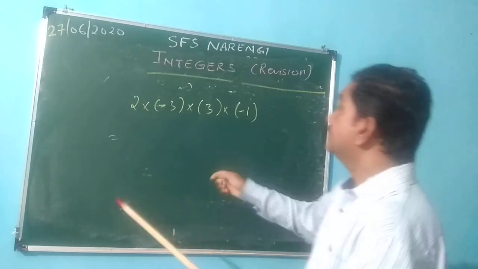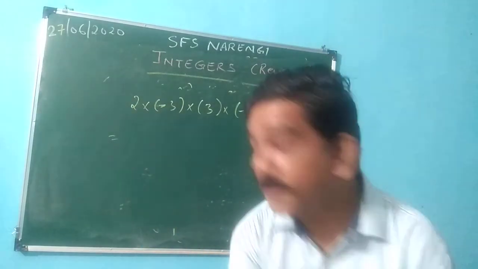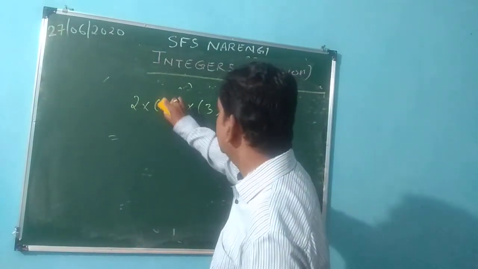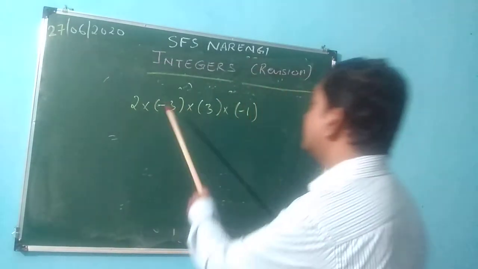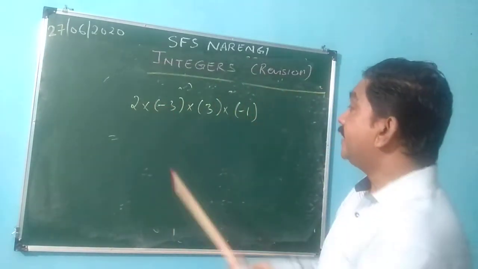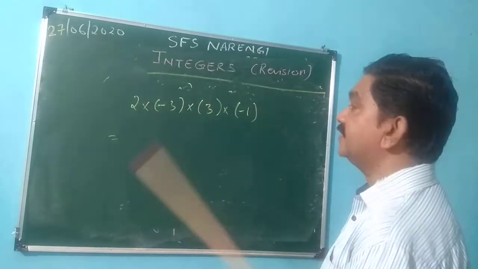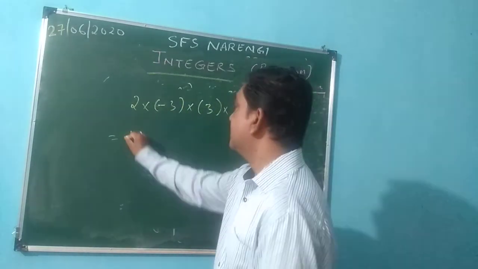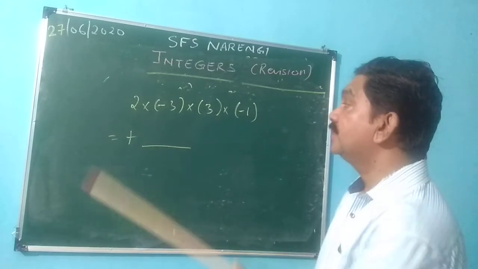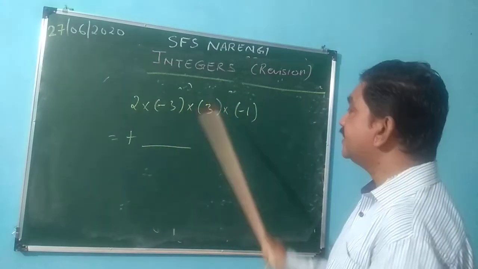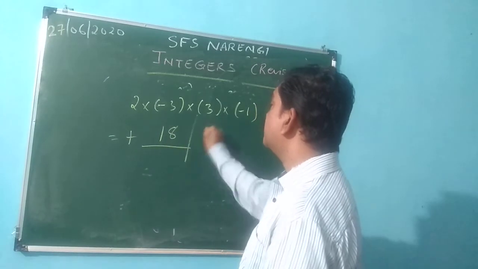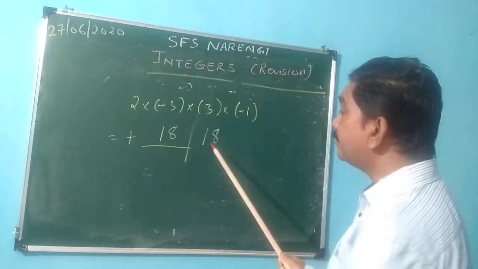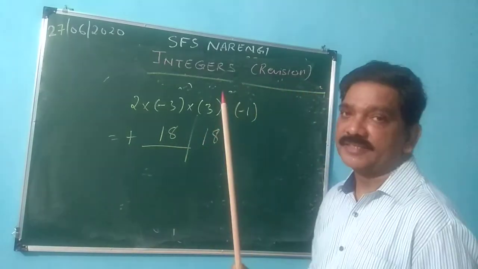There are 2 minus. This is 1 minus, the other minus is this. So minus into minus is plus. So answer will come in plus. Then you multiply the number. 2 into 3 is 6, 6 into 3 is 18, and 18 into 1 is 18. So answer is plus 18, or you simply write 18. When you are writing simply 18, it means it's plus 18.